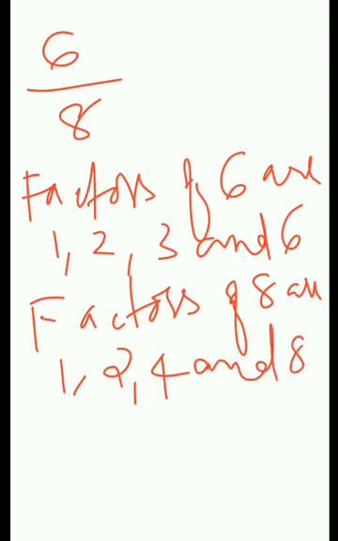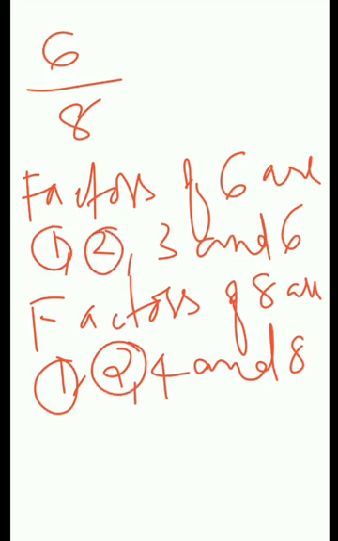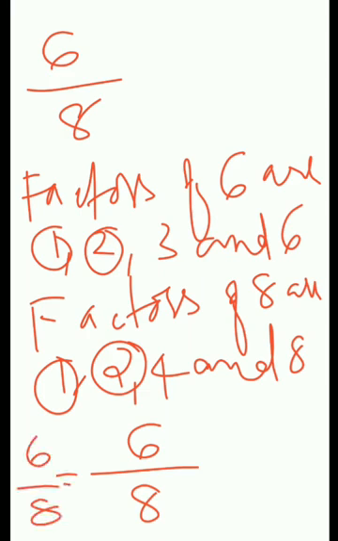Now, look at the factors of 6 and 8. Which are the common factors of 6 and 8? 1 is a common factor and 2 is a common factor. And among the common factors, which is the highest common factor? 2. So we will divide the numerator and denominator of 6 by 8 by 2. Divide the numerator by 2 and divide the denominator also by 2.